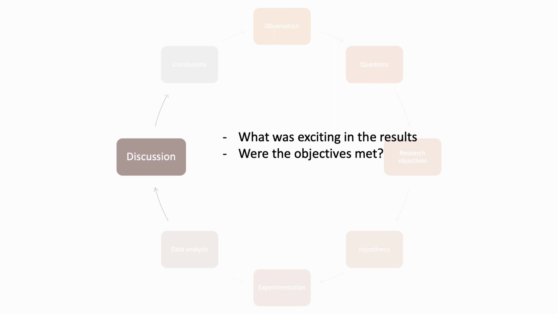So from all of this, we now want to have some sort of discussion. We've got a slope on a line, we've got a graph at least, we've got an integral. What exactly did that mean? What was exciting in the results? Was it what we expected based on the hypothesis? Have we actually met the objectives? Did we answer the questions that we set out in the beginning?